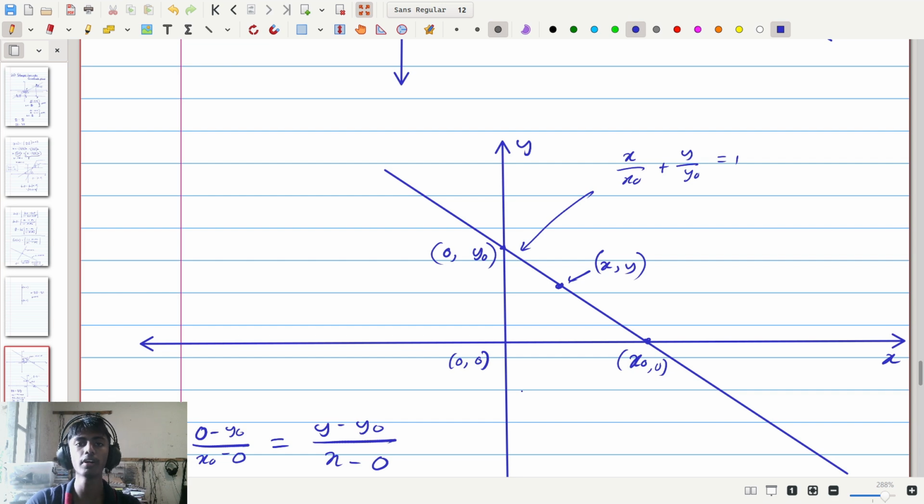There are, however, issues with this method. The issues are what happens when x0 is equal to 0, y0 is equal to 0, and the cases when we have vertical and horizontal lines.